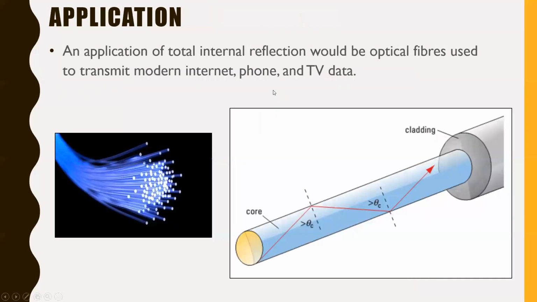Now, some applications of this. One application, if you wanted to fill this in the notes, if you actually have that out, is optical fibers, which of course are used to transmit modern internet, phone, and TV data. Optical fibers are very efficient, they work very well, and basically it just works by ensuring the beam of light stays within the cable as it passes through the entire optical fiber. It's a bit more complicated than that, but that's a simple way of looking at it.